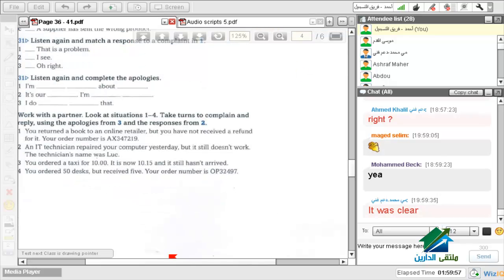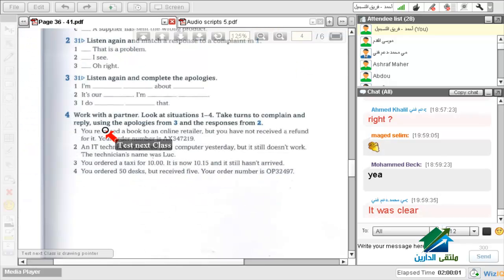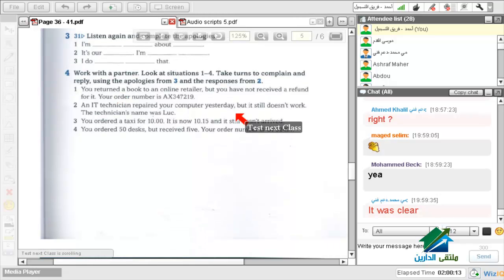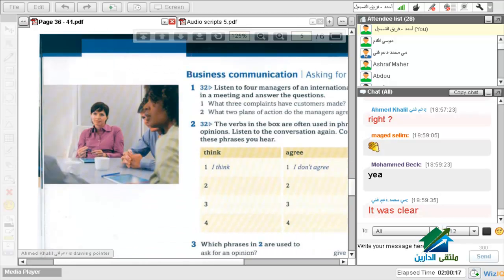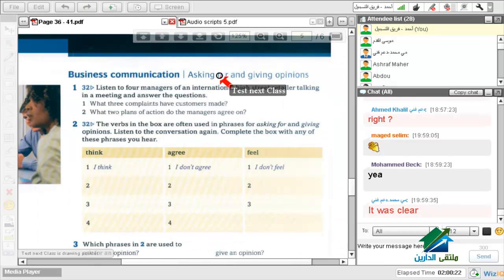Okay. Exercise number 4. This is the practice. You need also to include it in your practice hour, please. Business communication, that's very important. I'll play the audio about asking and giving opinions, how you will give an opinion and ask for an opinion in a meeting. You can ask your colleague inside the office.